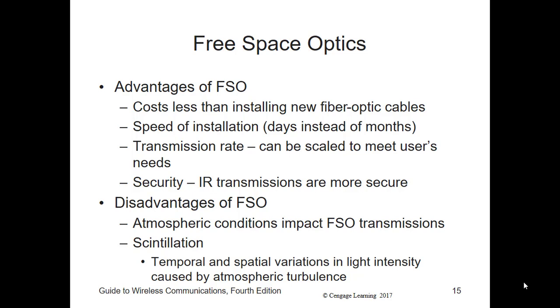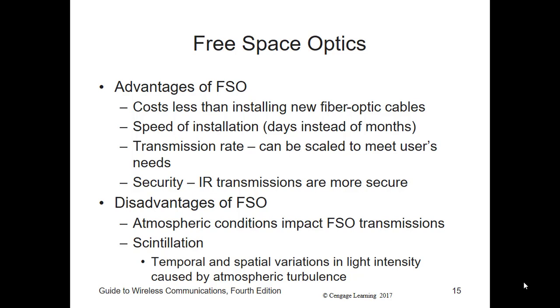Inclement weather is also going to be a threat. Rain and snow can distort a signal. Fog does the most damage to light-based transmissions. Fog is composed of extremely small particles of water that act like prisms, scattering and breaking up the beams of light.